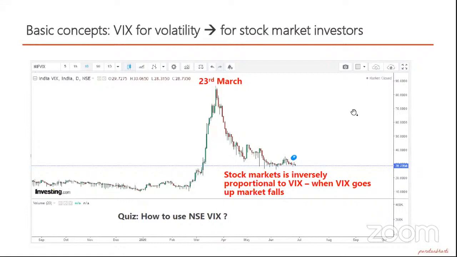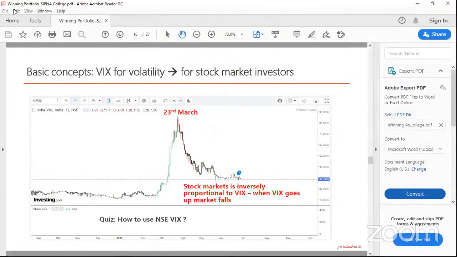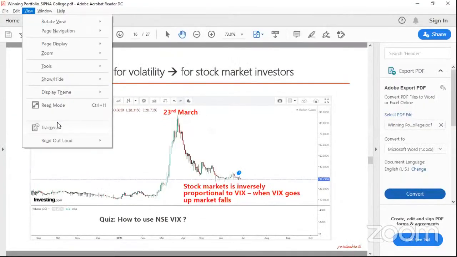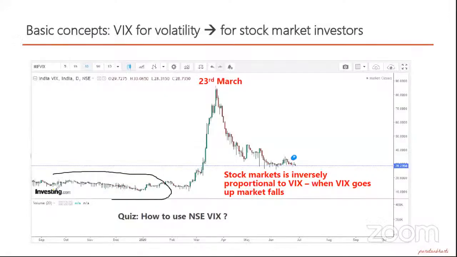So if you look to the left, at these pointers, let me use the annotation here. Just give me a moment, friends. Yeah. So if you look at these, these are the averages that you have got. If it is running high above the average, you have got to be careful.